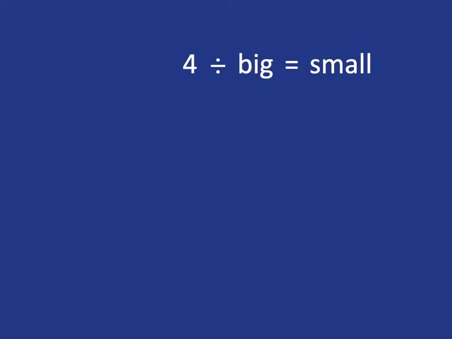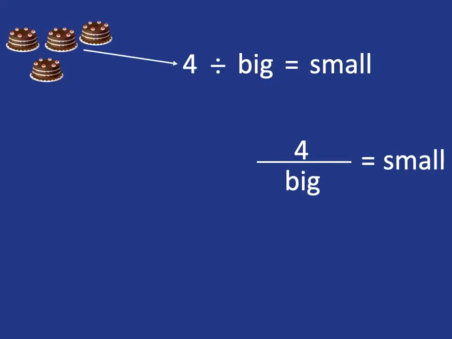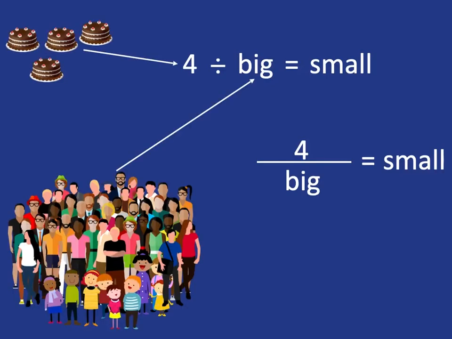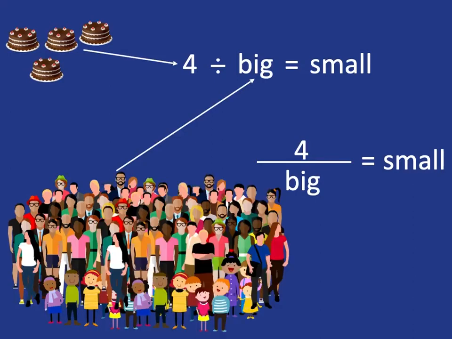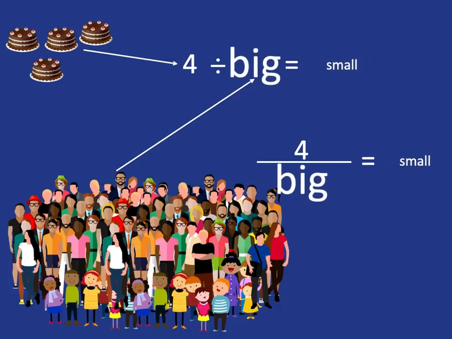So we can summarize this by saying if we've got 4 and we divide it by a big number, we'll get a small answer, which we can also write in the fraction form. Making sense of it? 4 cakes shared between a big group of people will mean that everybody only gets a really small slice. And if the crowd of people gets bigger, the slice of cake everybody will get will be smaller.